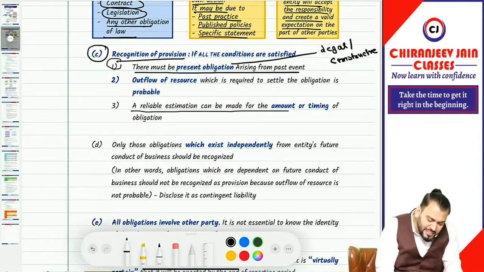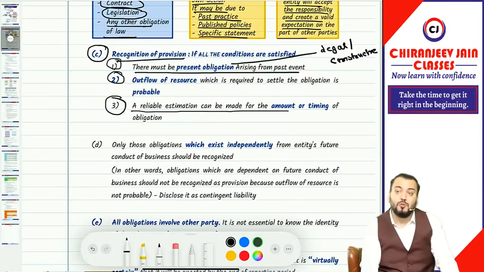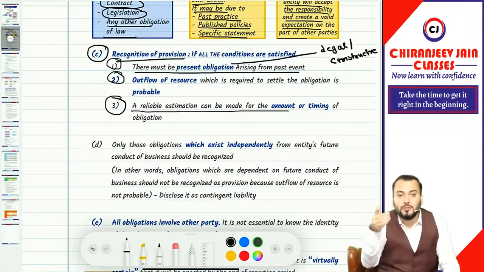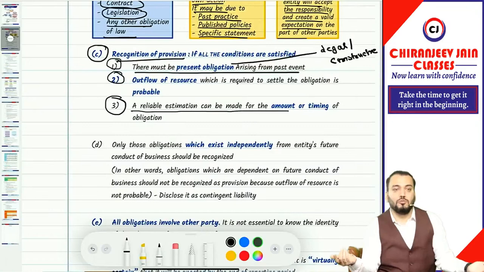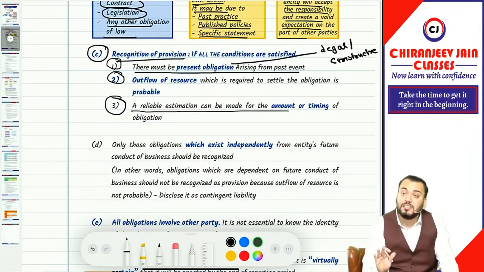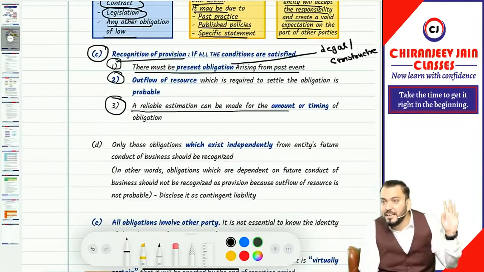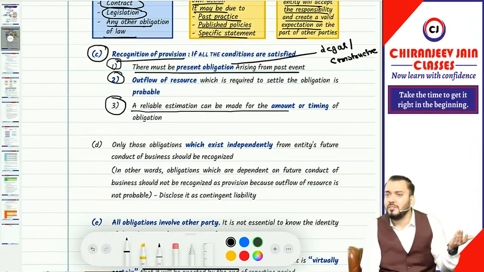So again, these three conditions are understood from the definition. From exam point of view, if the question is silent, always assume that estimation can be done. Suppose some question has been given without the third point, you might say no provision will be created because amount is not given. No. From examination point of view, even if the question is silent, always assume that estimation can be made. Understood? So that is a deemed condition. Otherwise, you will never create provision.